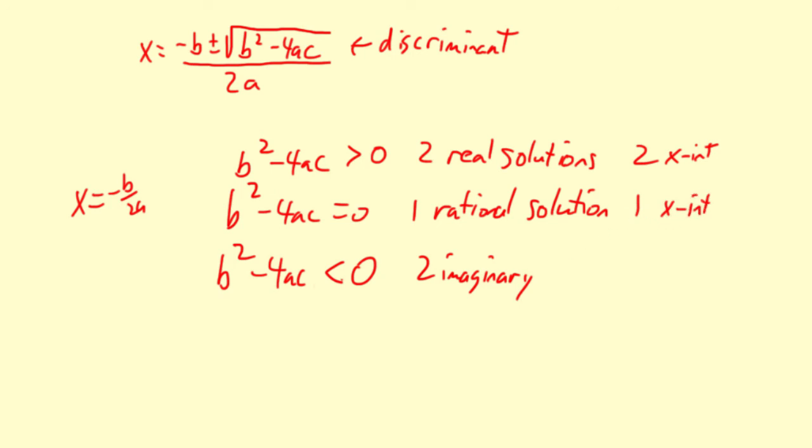And if you have the discriminant less than 0, that means you're going to have 0 x-intercepts, because it means either the entire parabola will be above the x-axis or below the x-axis. So that's the big picture for this lesson.